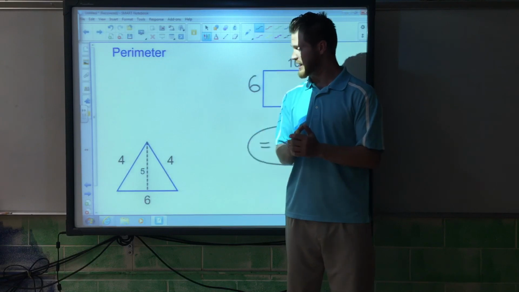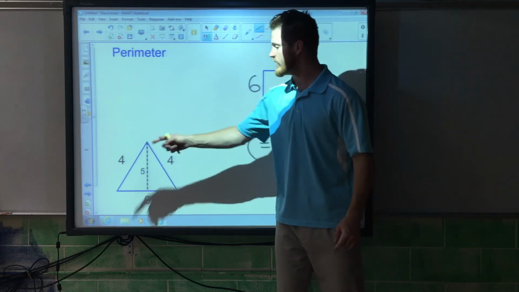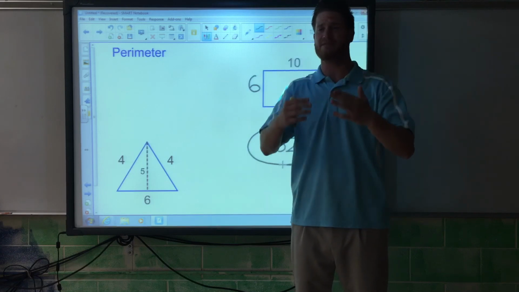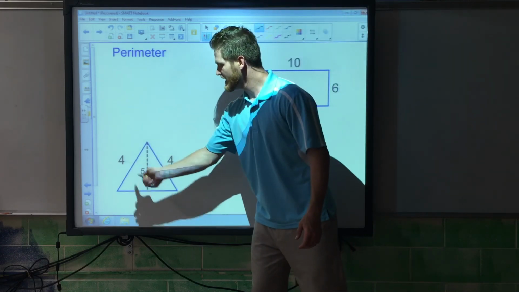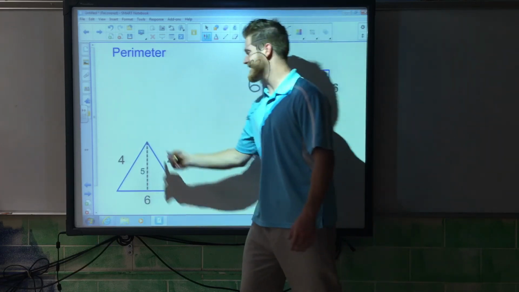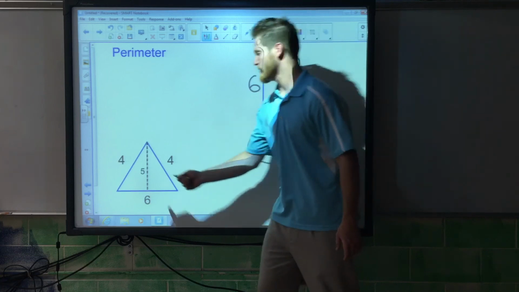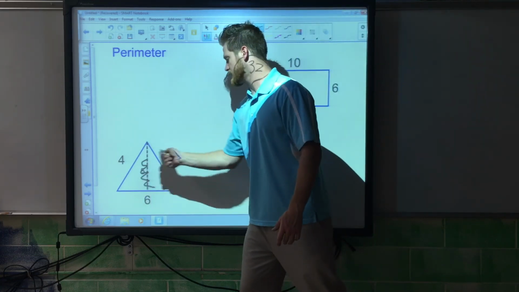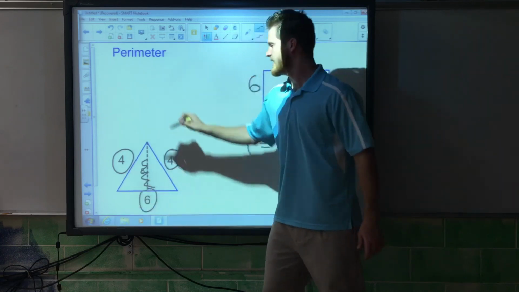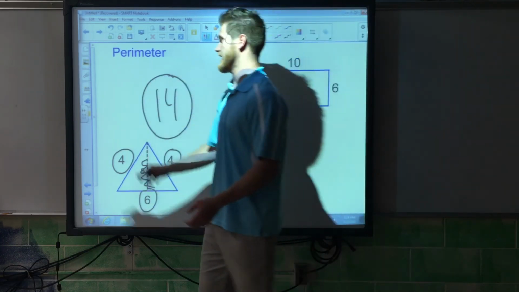Looking down here at this triangle, we know that there's 3 sides to a triangle. Right here we have 4 values, so ask yourself, which value is unnecessary to find the perimeter? And that would be this 5 right here. That is not included around the outside of the object. That's giving me the height. We don't need to know that to find the perimeter. So we just add up the 3 sides. 4 plus 4 plus 6 gives me 14. The perimeter of this triangle is 14.